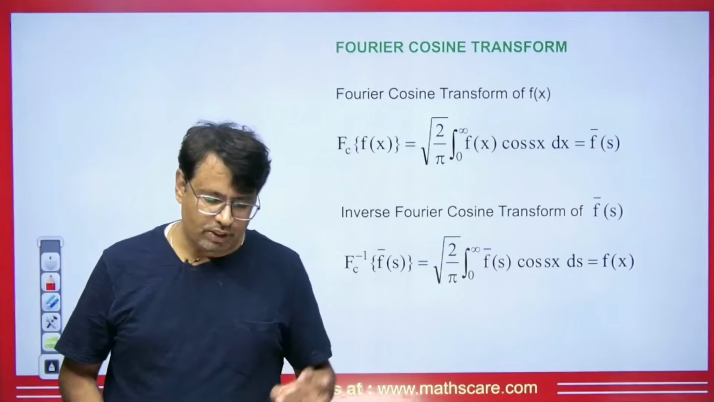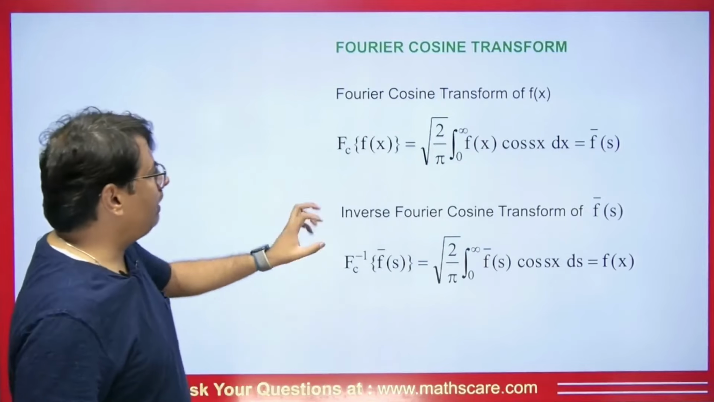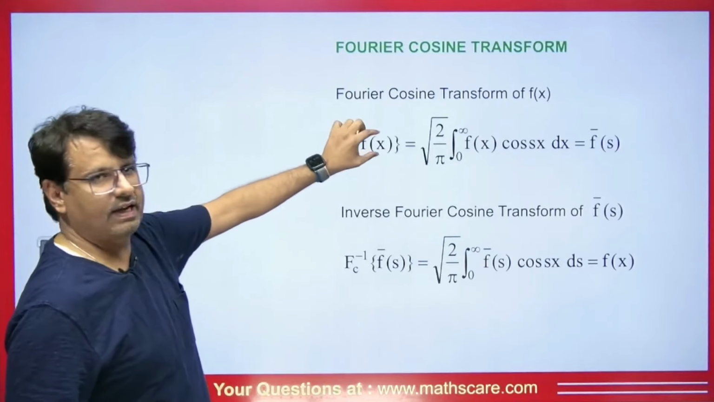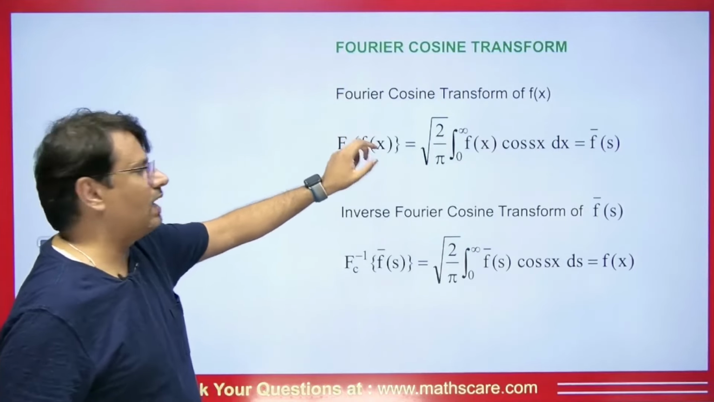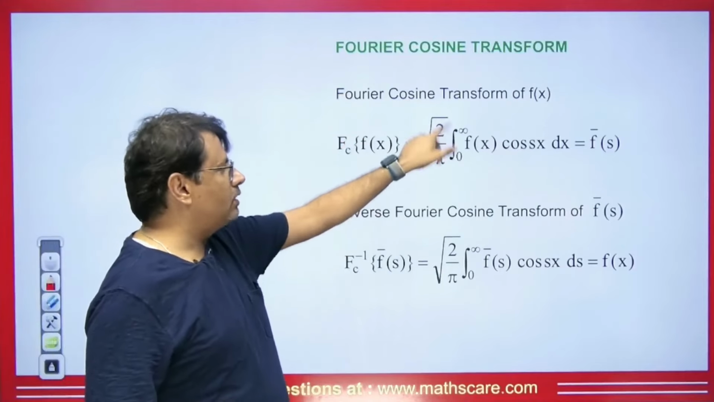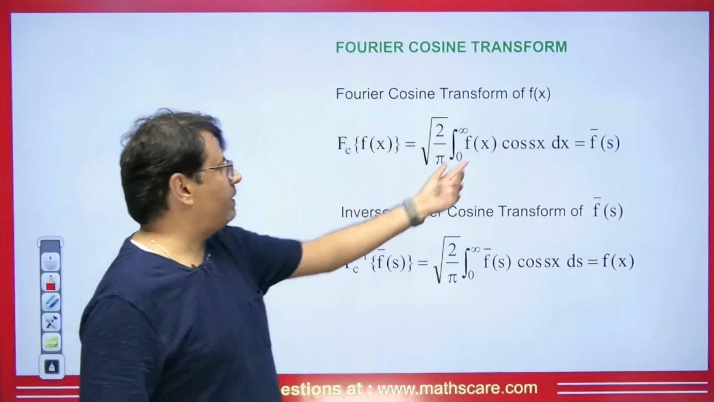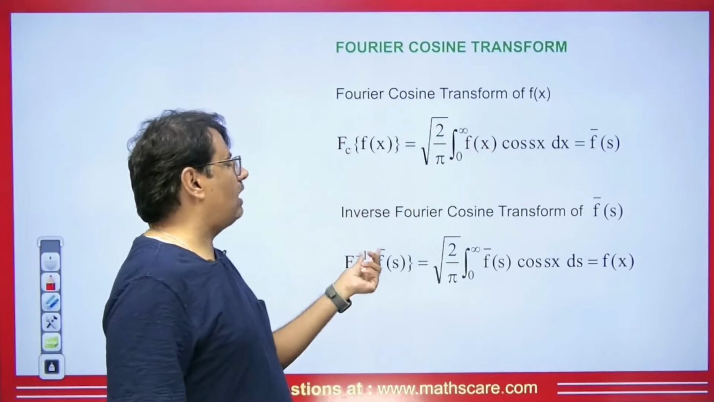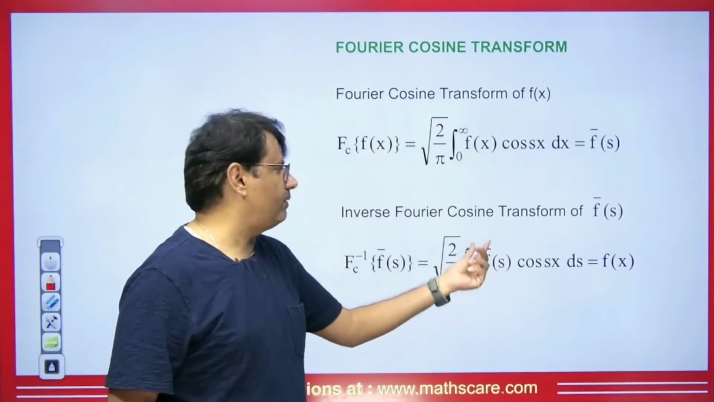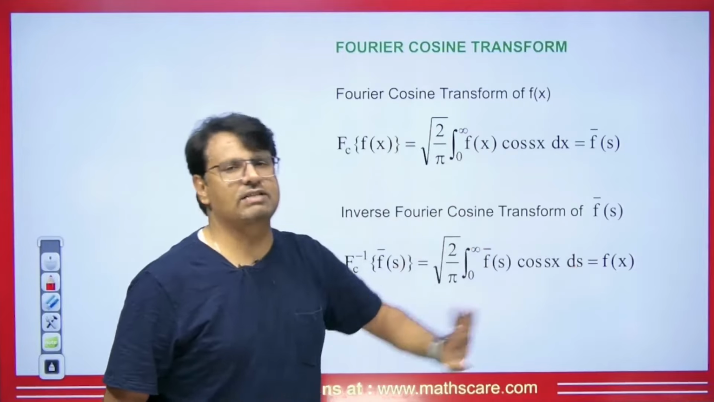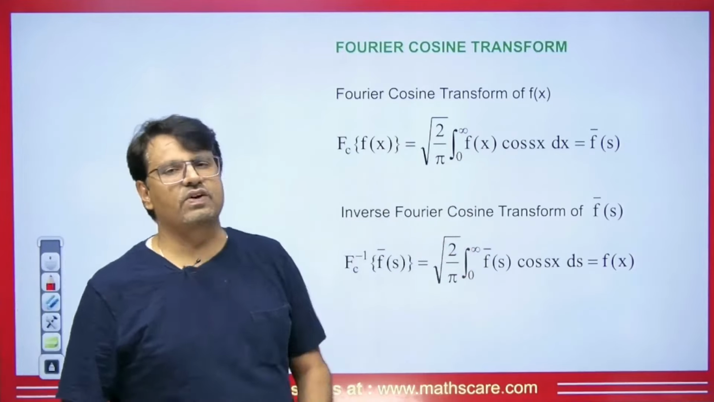Let's see what the formula for the Fourier cosine transform is. Typically for any function f(x), its Fourier cosine transform is given by root 2 by pi, integral from 0 to infinity of f(x) cos sx dx, and for the inverse, the f(x) will move out and F(s) will take its place, right? In other words, f(x) is replaced by F(s) and then the integration will be with respect to s.